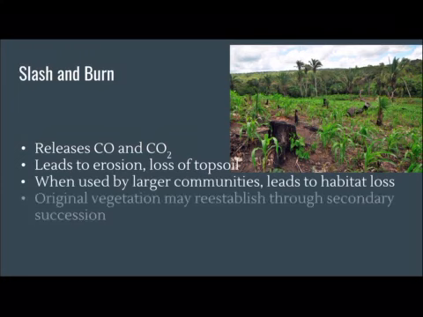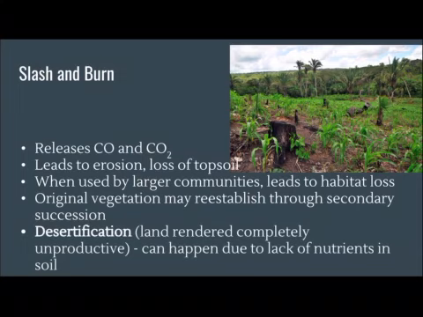Now, sometimes these forests, when the farms are no longer productive, they'll abandon them and the original vegetation can reestablish through secondary succession. But again, because there's not many nutrients in this soil, sometimes we get what is called desertification. If the land can't grow crops, it turns into a desert.